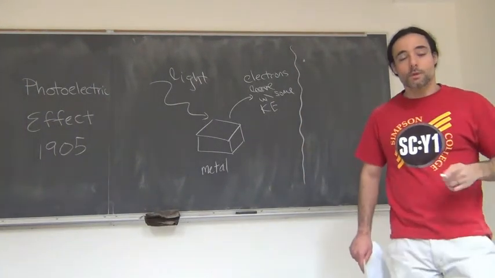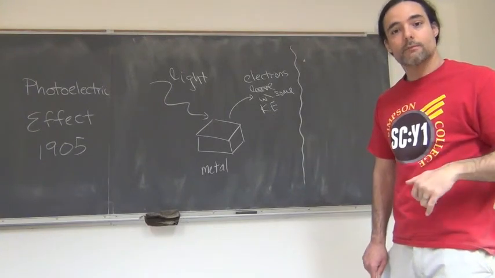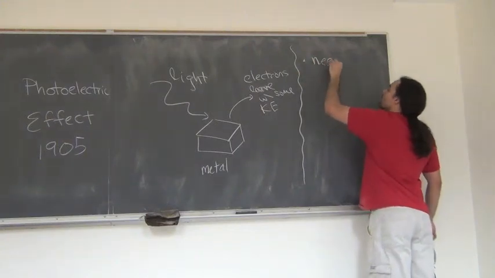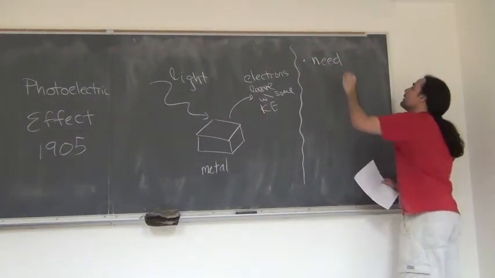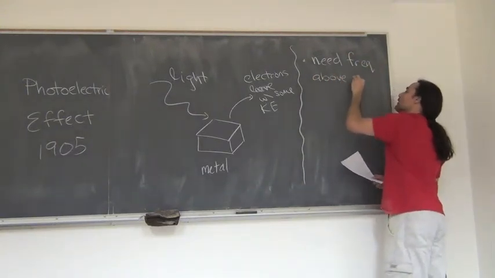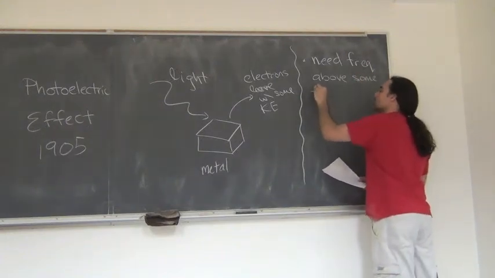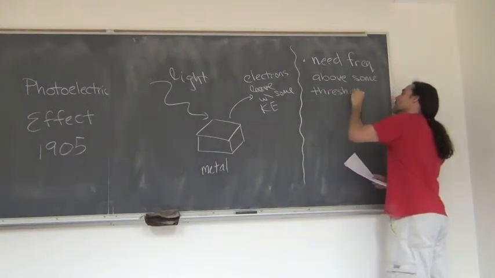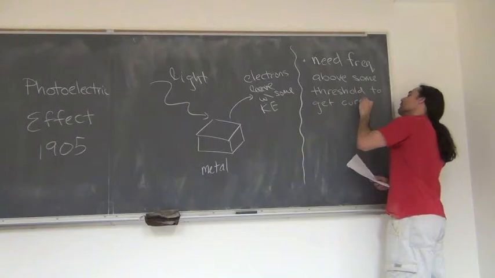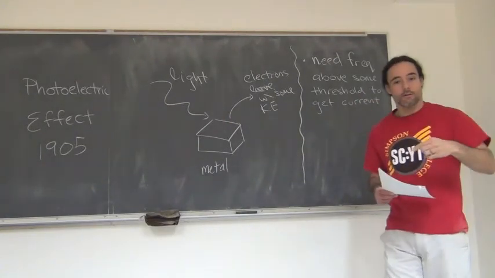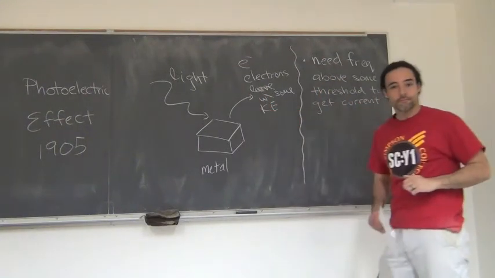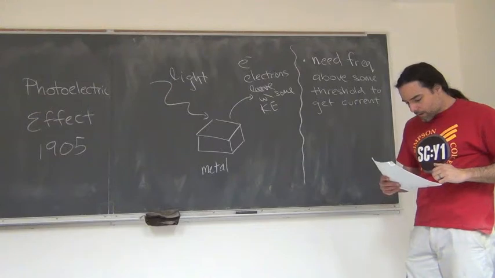Subtlety number one. You couldn't do this with just any old light. It had to be light above a certain frequency. So you need a frequency of light above some threshold to get current. So in this case, it's not current through a wire, it's current, still current though, because we have electric charges that are moving. So that's one thing.